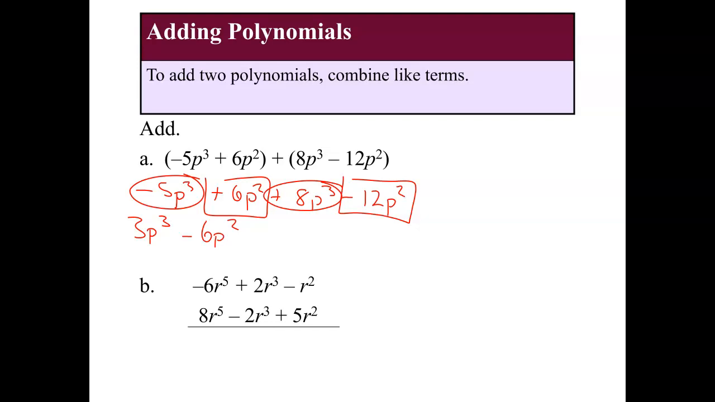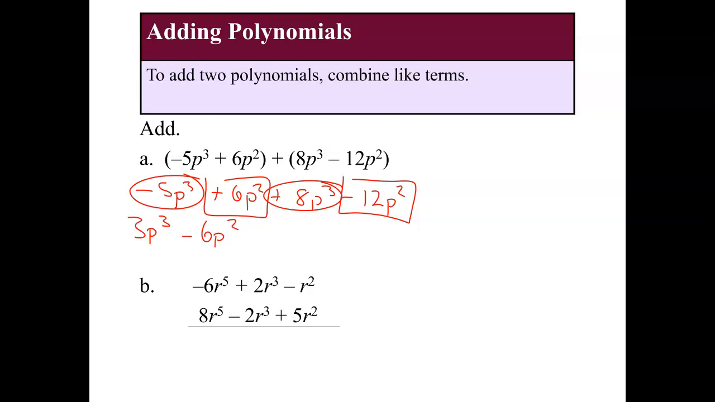You can also add vertically. All right. You won't see it as often, but if you want to set it up more like a traditional addition problem when you first learn how to add and subtract, you can set it up vertically and just do your addition straight down. You have to make sure that your like terms are lined up.